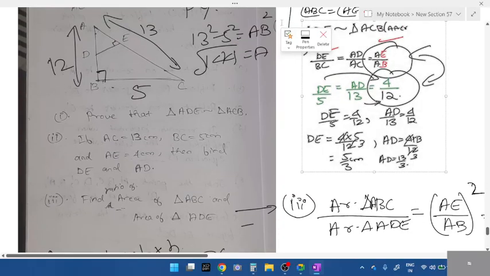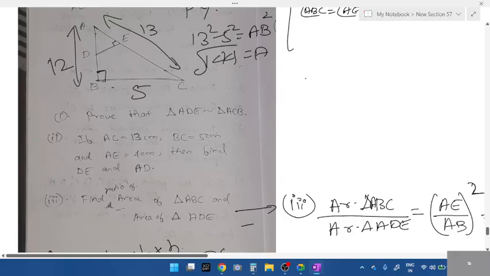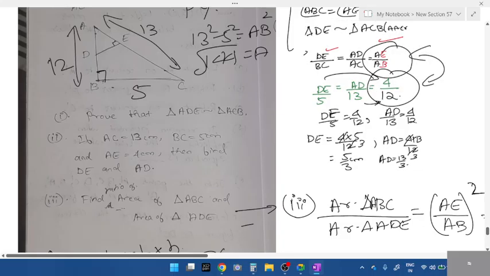I'll erase this. Area of ADE is half into base into height. What is the DE value we got? DE was 5 by 3. This is 5 by 3. This is 4 centimeter. And what is the AD value? AD is 13 by 3. But on the other side also it should have been 4 by 3. What's the mistake? DE is equal to 5 by 3. AD is okay. Fine, we'll try this.